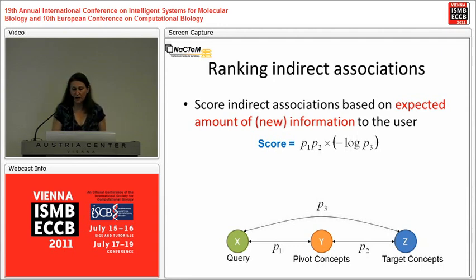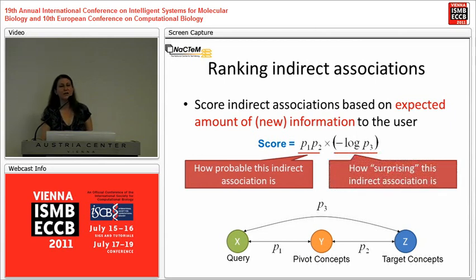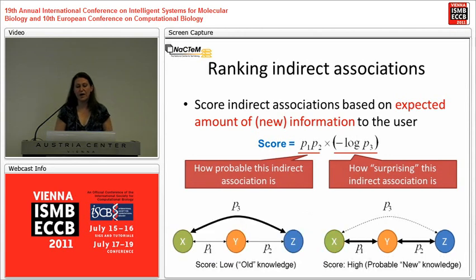So here you have P1 and P2, and P2 is how probable the indirect association is. In this case, how surprising the indirect association is. In the demo I would have shown that if you have a very high number in the surprising indirect association, then it's actually new information, the novelty. So you have X and Y between P1 and P2, and the element of surprise is here. Low means P3 is old knowledge, and very high is probable new knowledge.